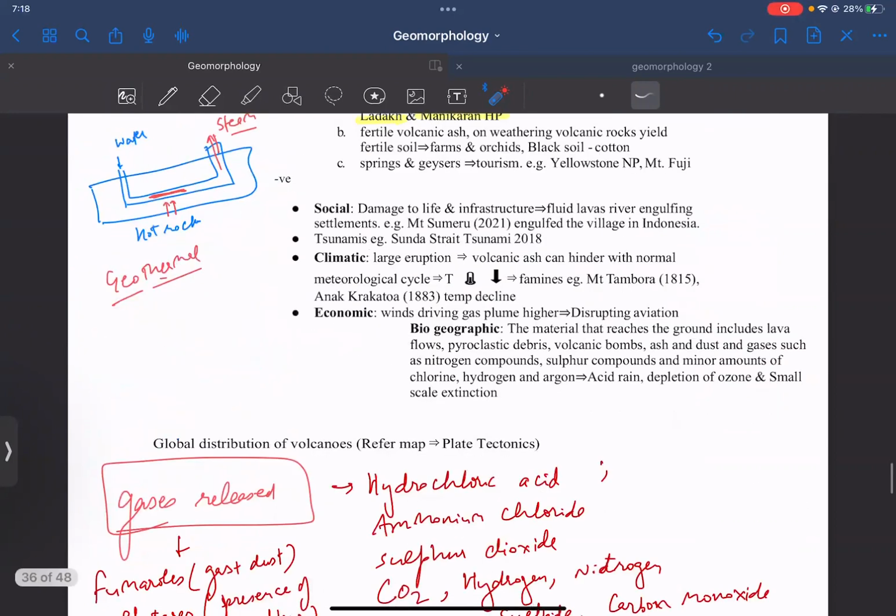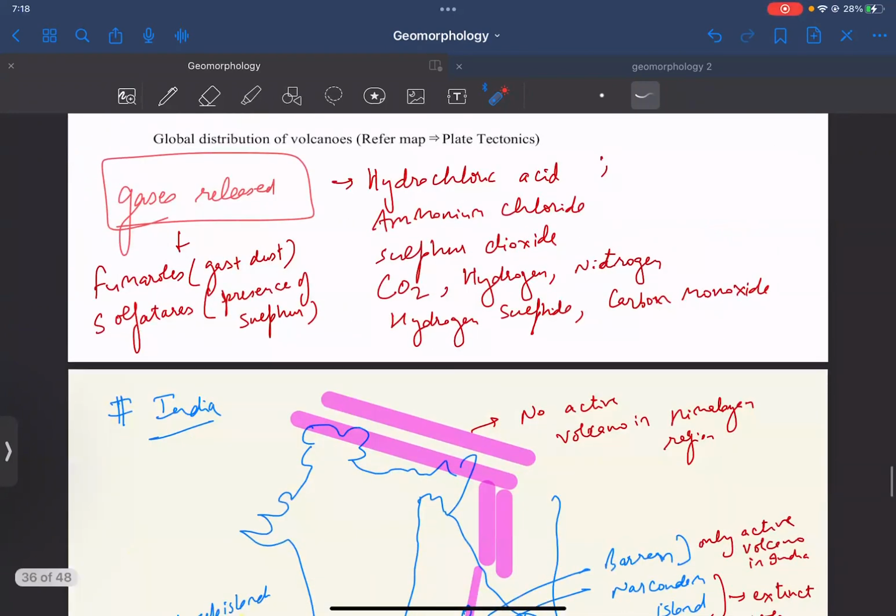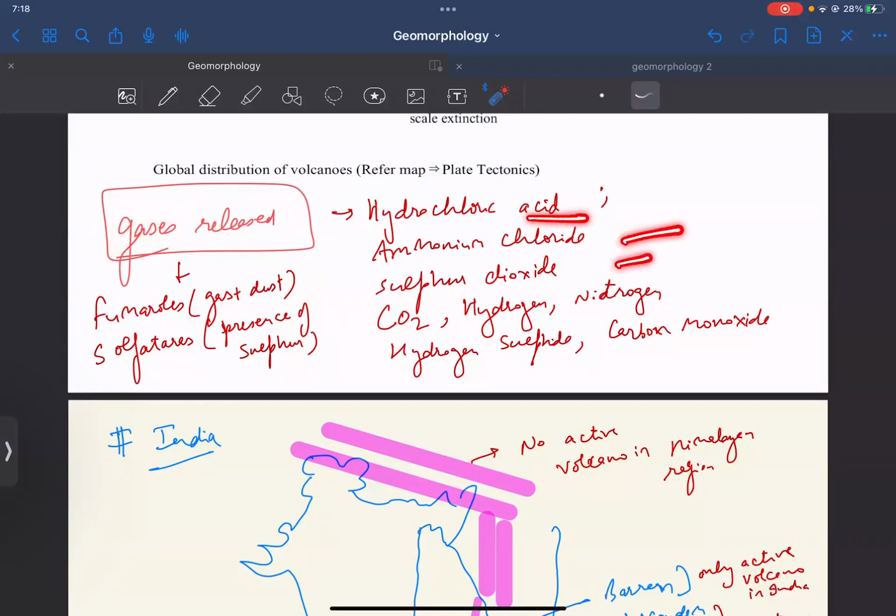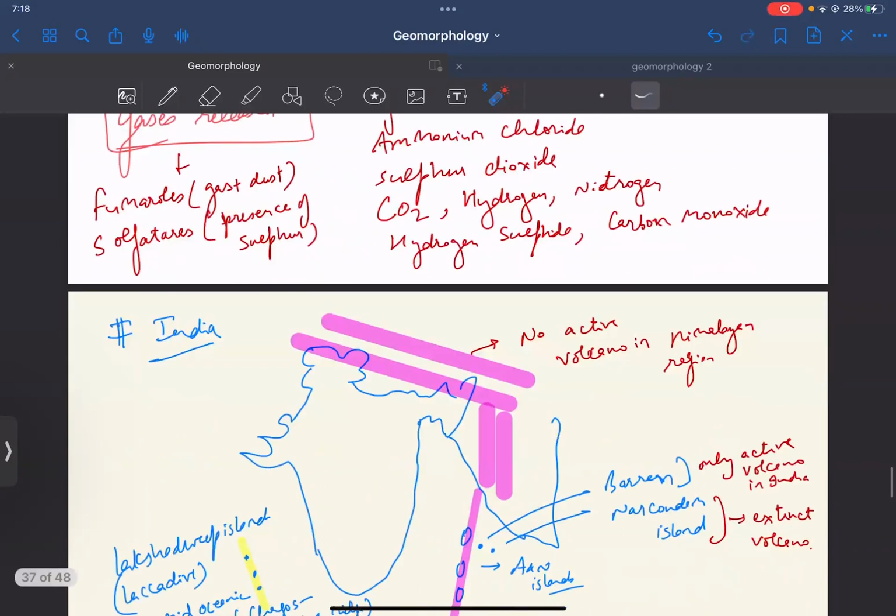Then what are the gases released? Hydrochloric acid, ammonium chloride, sulfur dioxide, carbon dioxide, hydrogen, nitrogen, hydrogen sulfide, carbon monoxide, fumarole, sulfur taras. This you have to remember. Mug it up.